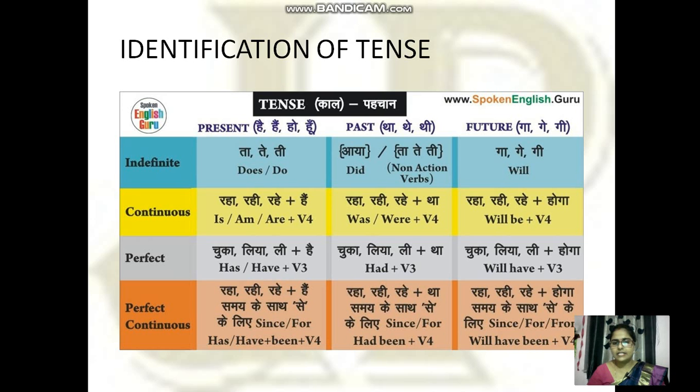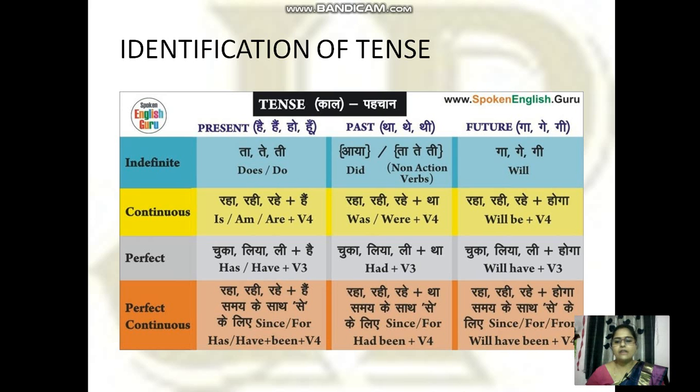Okay. Now let's come to present indefinite. Let me explain. If we are talking about present indefinite, it must contain ta hai, te hai, ti hai. In English, it must contain does or do or verb plus s or es. We will discuss it in our next videos.